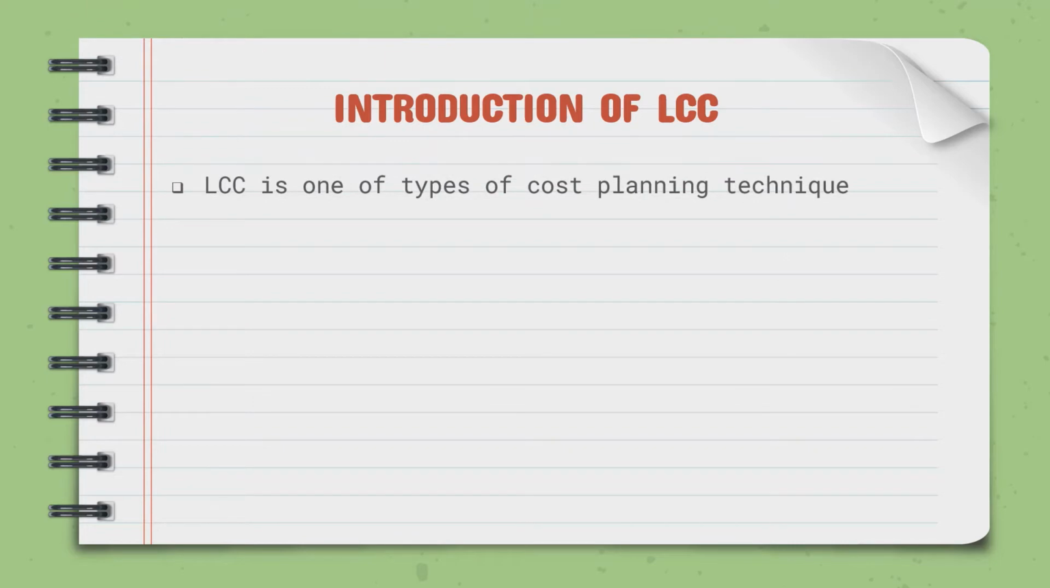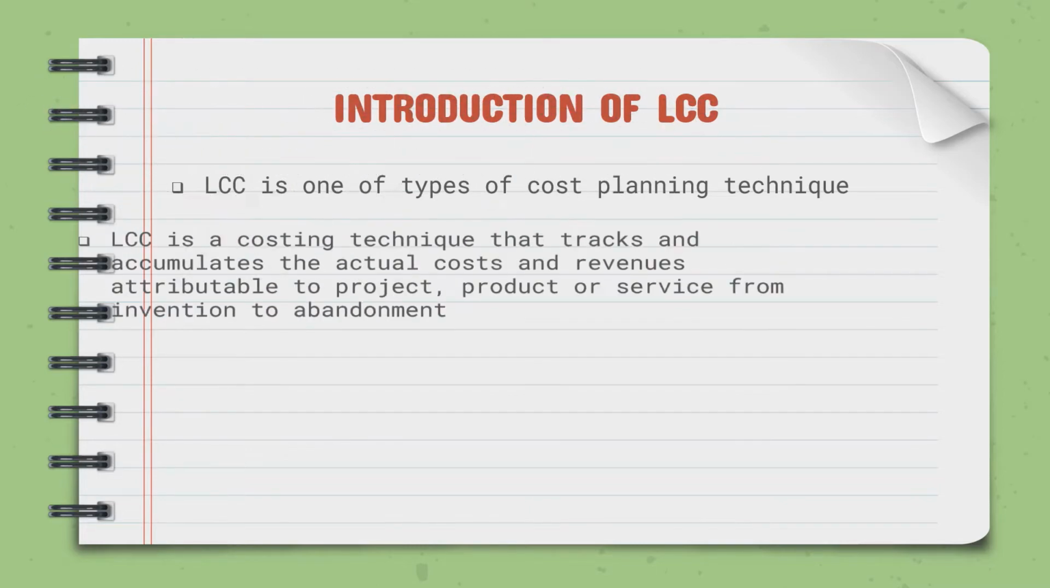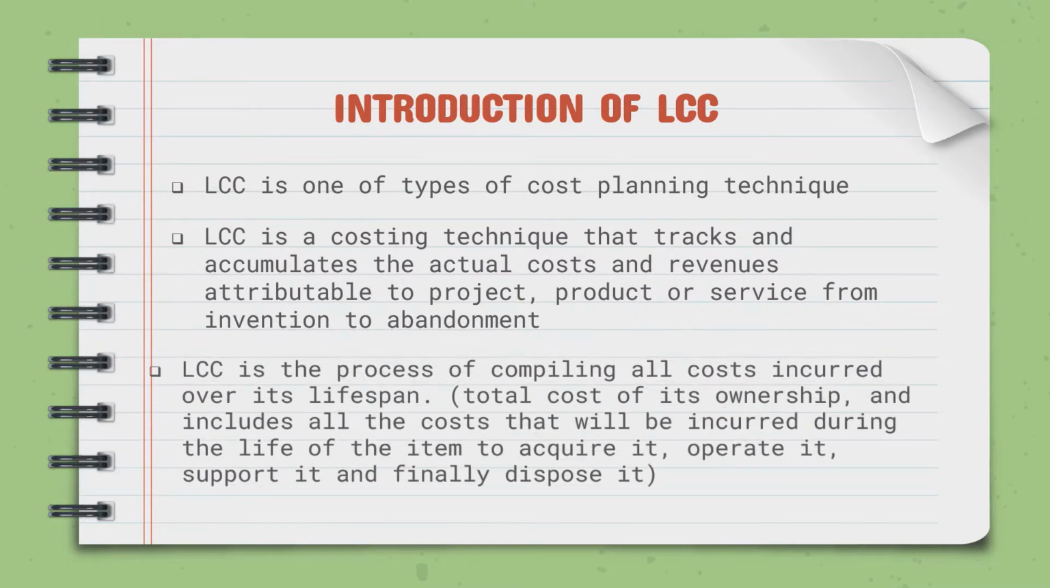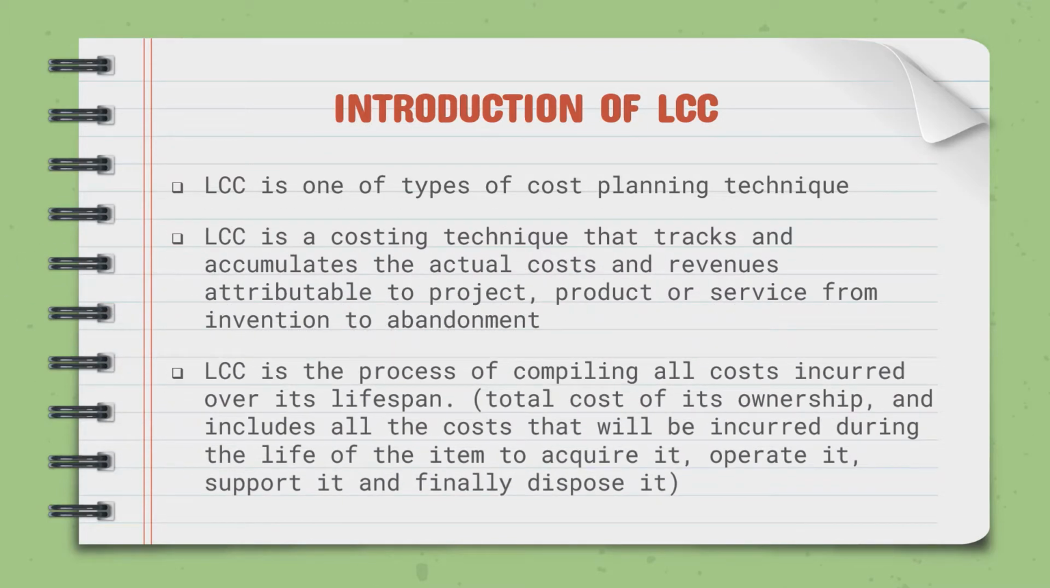Life cycle costing is one type of cost planning technique, or we call it LCC. By definition, LCC is a technique that tracks and accumulates the actual costs and revenues attributable to a project, product, or service from invention to abandonment. Or we can say, life cycle cost is a process of compiling all costs incurred over its lifespan. Total costs include acquisition, maintenance, and until it is disposed.